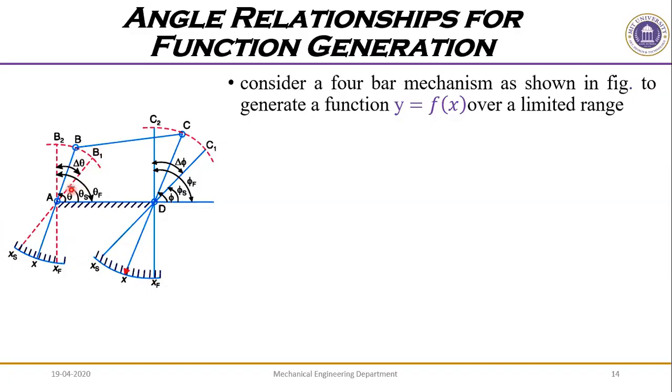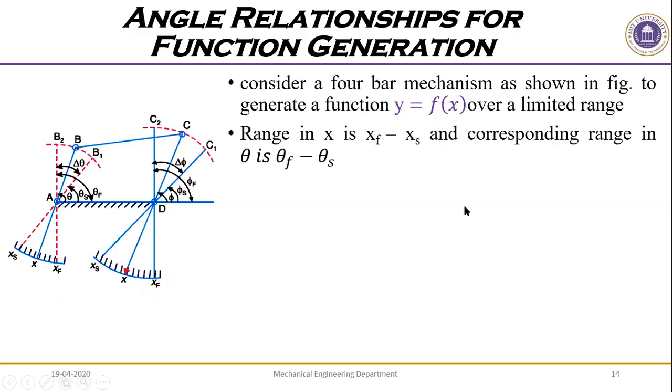At that time, this input link may have a displacement theta s, theta f, theta 1, theta 2, theta 3. It depends. As per that, the output link will also have some angular displacement in terms of phi s up to phi f, that is from phi s to phi f and from phi f to phi s. This is delta phi. Similarly, this will be delta theta. Similarly, this is delta x and this is delta y. Consider here a little: this one is ys and this one is yf. There may be a small mistake here. This is ys and yf.